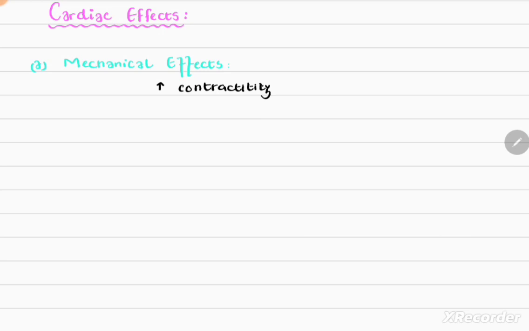We will have an increase in the cardiac output, which causes an increase in the renal perfusion. So all these mechanisms are carried out by the increase in contractility of the heart, because by increasing the contractility, we are actually increasing the cardiac output, and when the cardiac output is increased, there will be more blood that is reaching the kidneys.